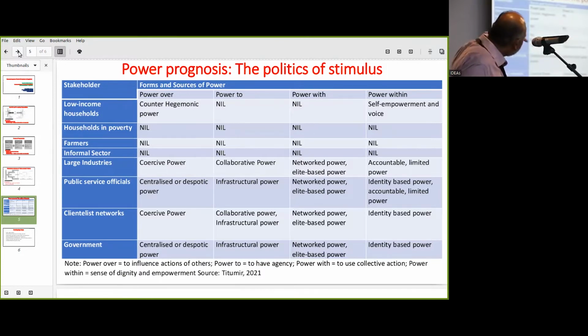So if you really look at that, all these CMSMEs are not going to get part of the stimulus, no matter how much you try. It would go to the rentier class, and they would never pay back the loan. So if you look at the whole stimulus, that's what it suggests.